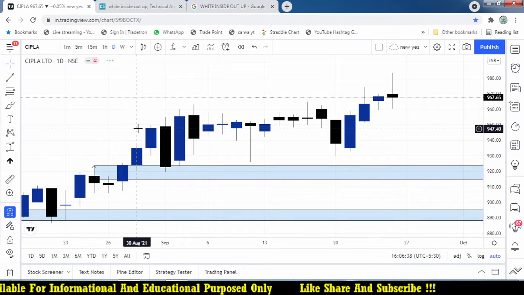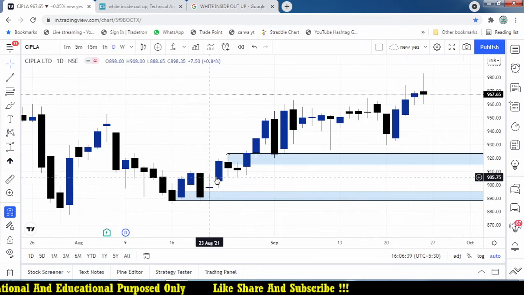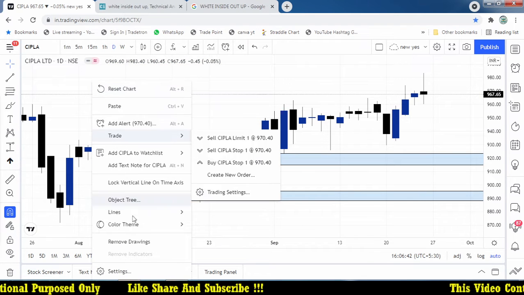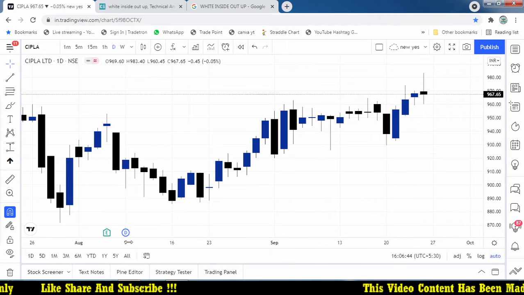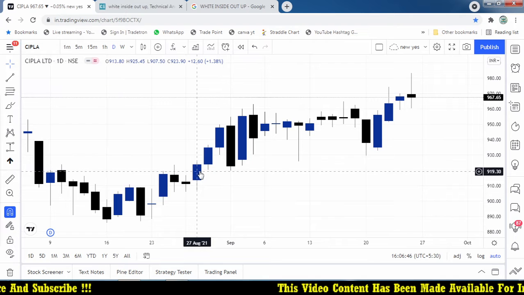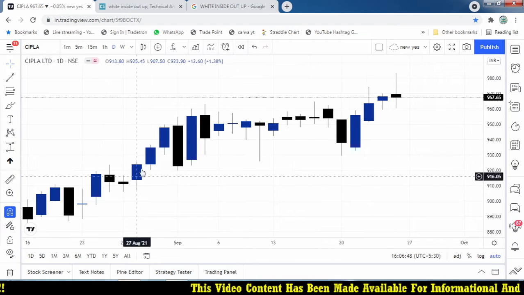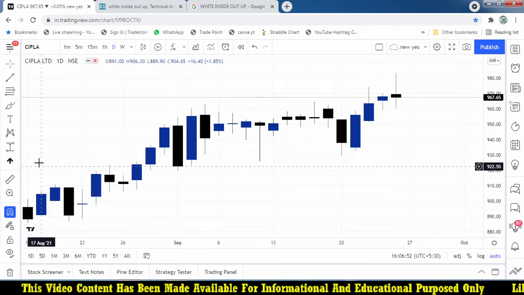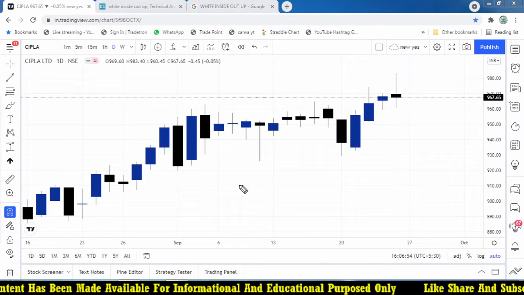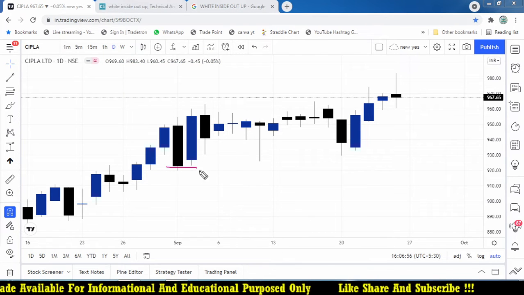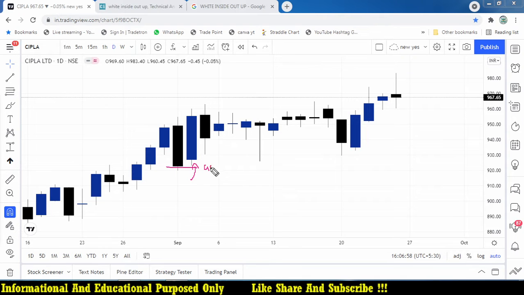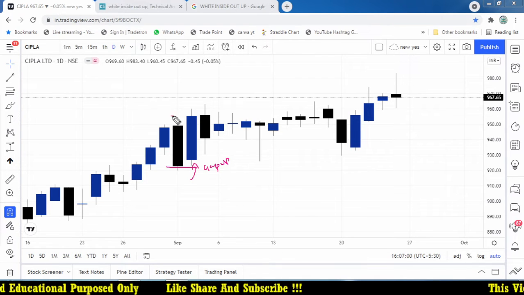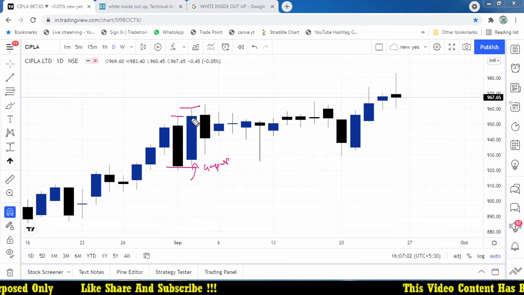So Cipla, which I'm going to take first. If these are the previous data where I marked the levels, I'm going to remove all the drawings now. The first is September, where this is the candle. The first day should be red, and the next day the market opens gap higher. So this is the close of the day. First one was a red candle, and the next day gap up, and it closed over and above this price.